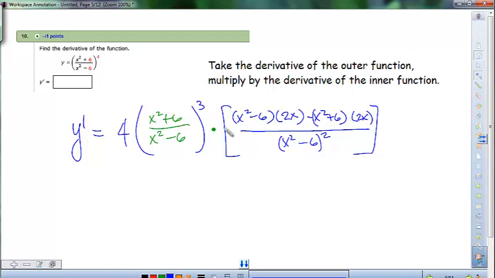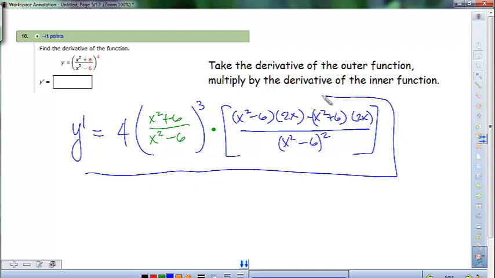Now there are probably ways to combine this and simplify it a little bit, but like I said, if all you need is the derivative, then you are done. And the less you do with this, the better it is to grade, the better it is to not make any more algebraic mistakes, etc.